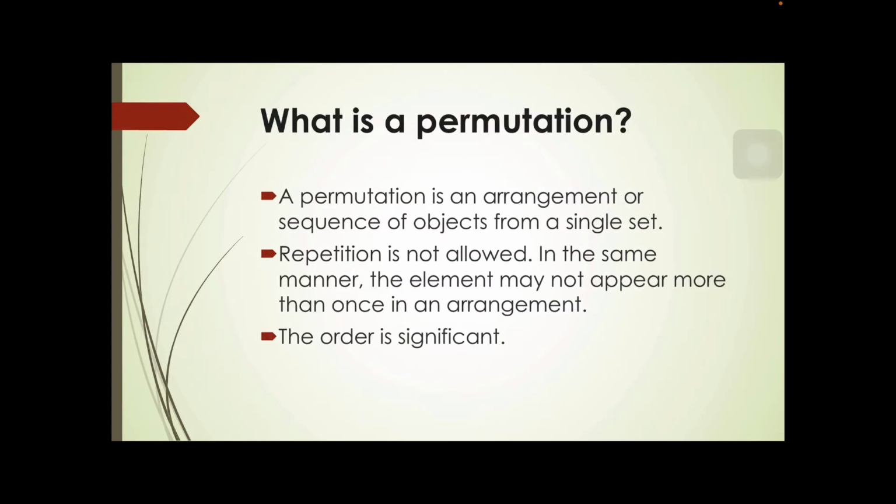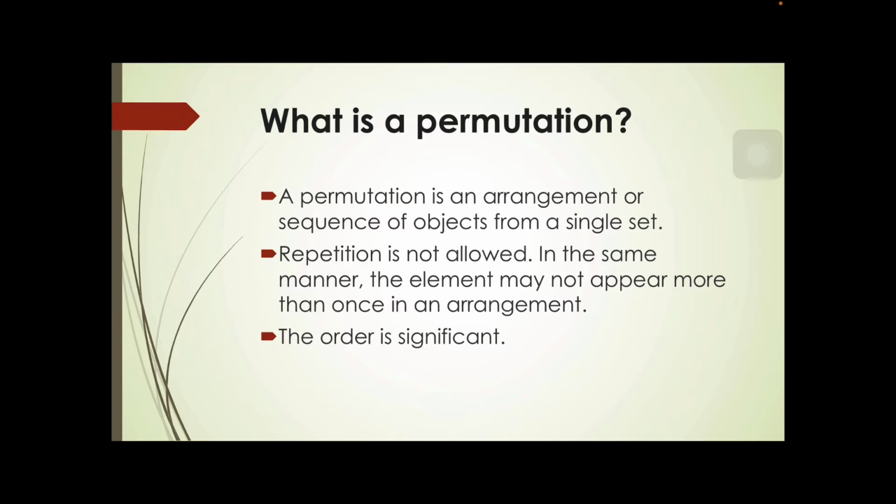Now, a permutation actually is the arrangement or sequence of objects from a single set. So, naaral na natin to before. Diba? In a permutation, repetition is not allowed. In the same manner, the same element may not appear more than once in an arrangement. Parang yung nasa photo. Diba? Kung i-arrange mo si A, B, at C sa isang photo, hindi naman pwedeng nasa first slot at second slot si A, diba? Iko-clone niya yung sarili niya, di ba? Hindi naman ganon. So, no repetition is allowed for permutations.